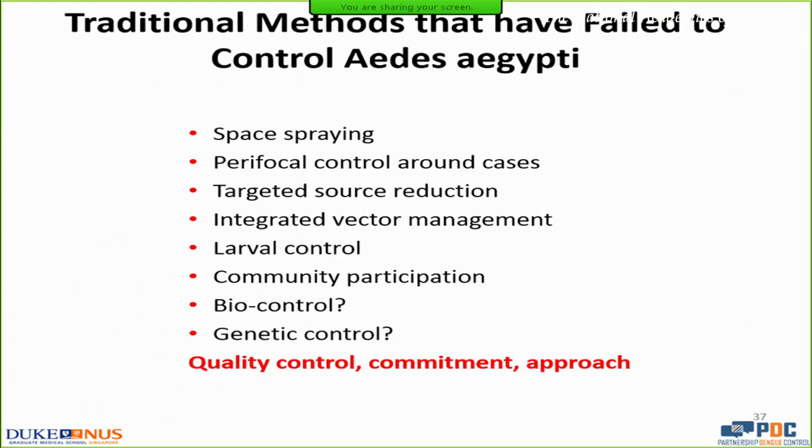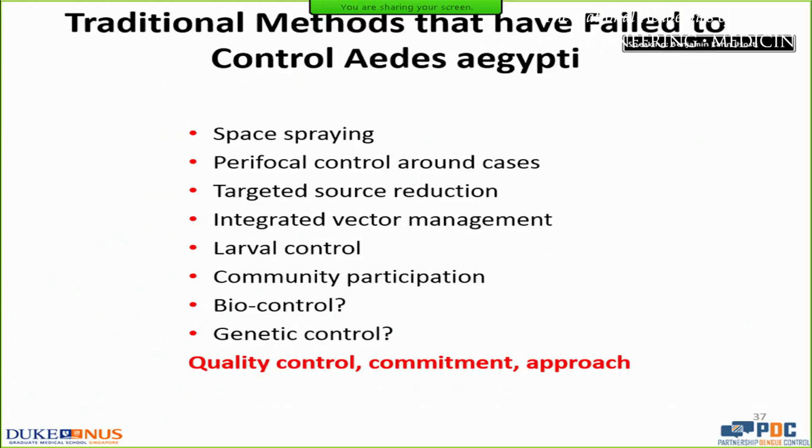So space spraying, what you typically see in the United States, is a pickup truck driving up and down the streets spraying an aerosol of malathion out the back. That's very ineffective for controlling Aedes aegypti because, as I just mentioned, the adult females stay inside of houses, and those sprays don't penetrate very well into houses.